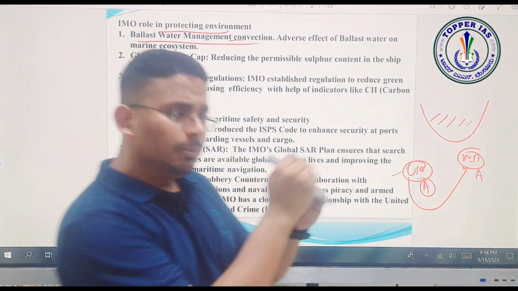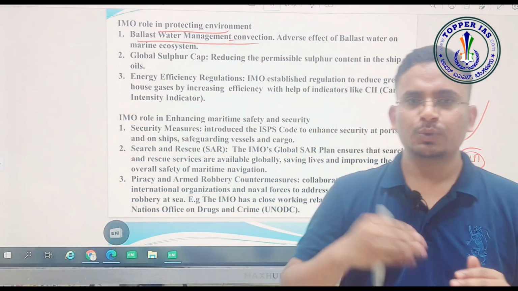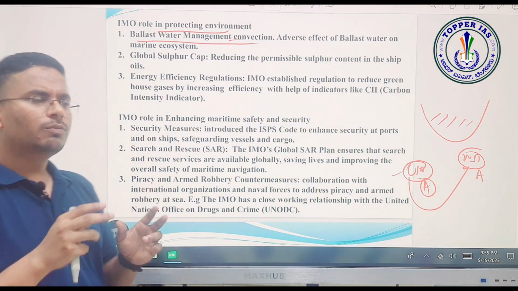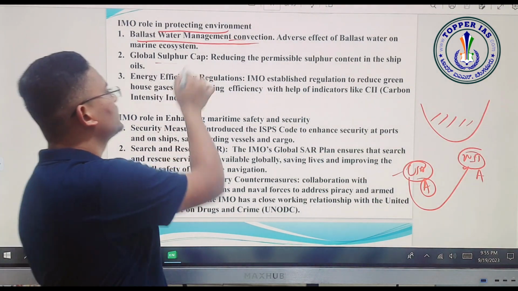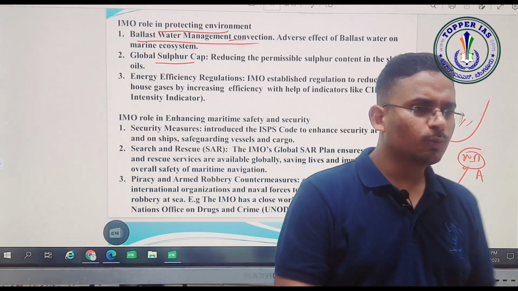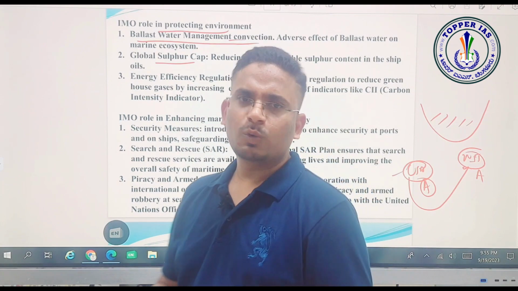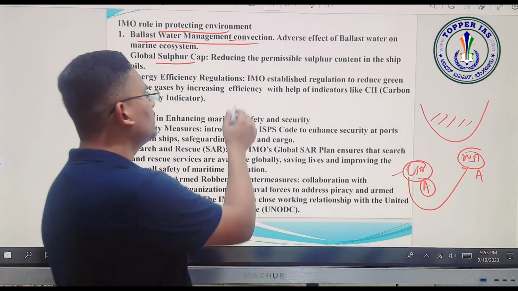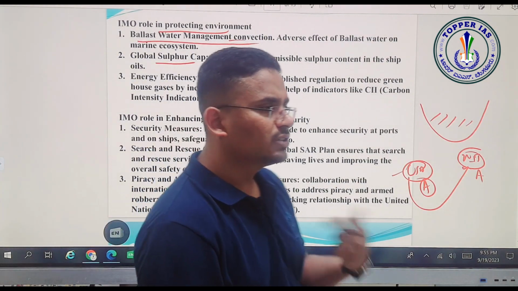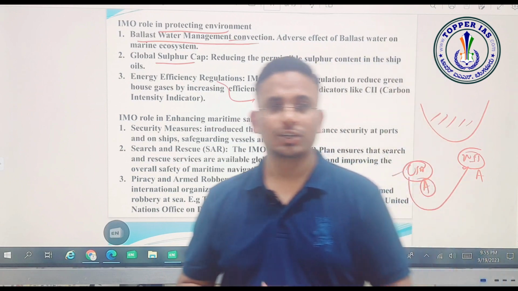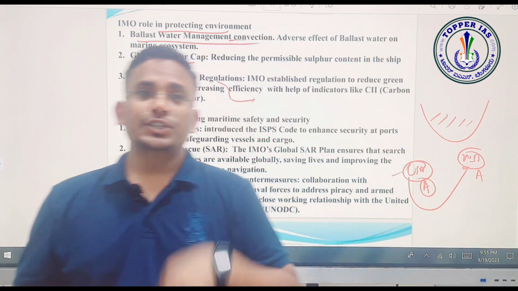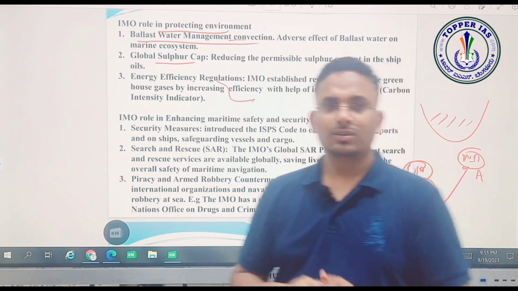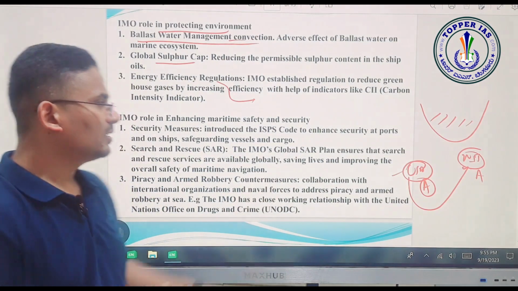The second one is that they have limited the usage of sulfur in the oil which we use for ships as fuel. Inside the ship, the oil we use should be low in sulfur. If you release more and more sulfur-rich fuel into the water, what happens? The marine system gets affected. That is one thing. The third one is increasing the efficiency of the machines used for shipping. If we increase the efficiency, it consumes less fuel, and less fuel means more conservation of the environment. So these are the general points.